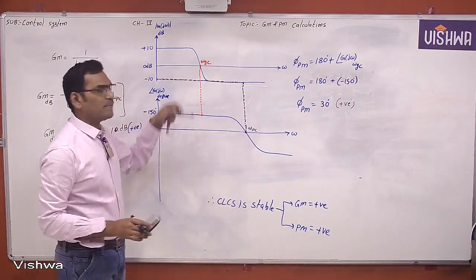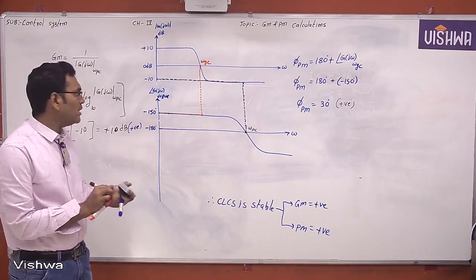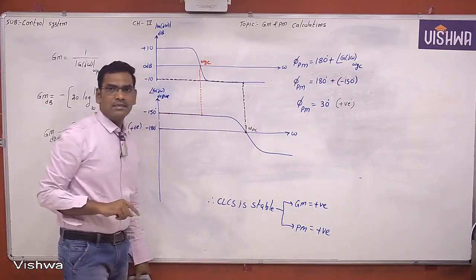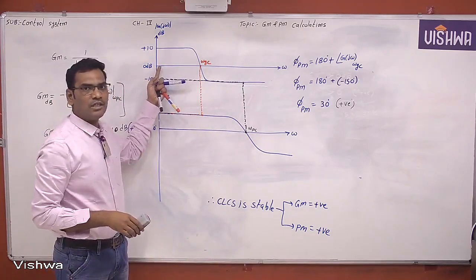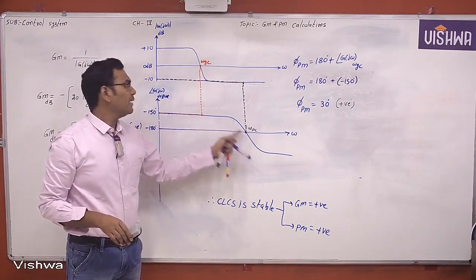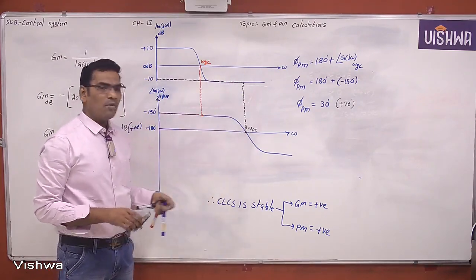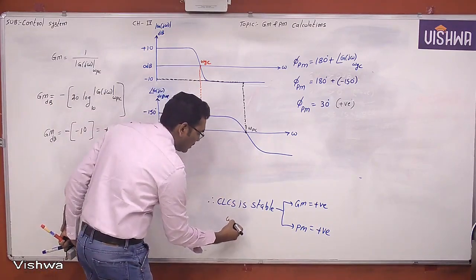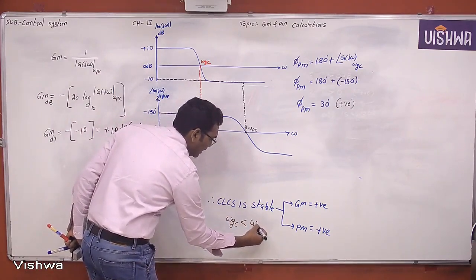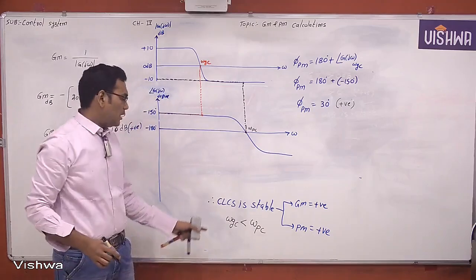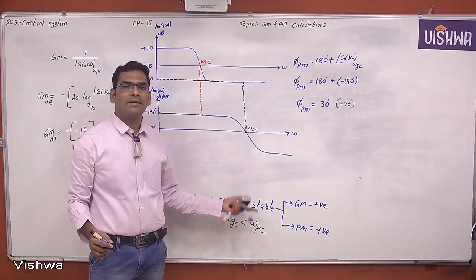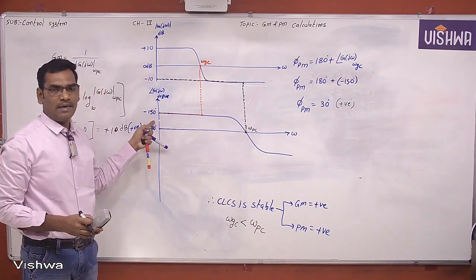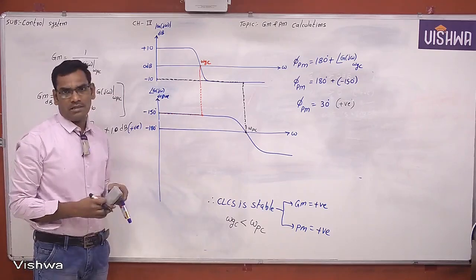Not only that, in this particular case, you may also find one more relation here. This is omega GC, this is omega PC, and this is the frequency axis. The frequencies change from 0 to infinity. What is the relation between gain crossover frequency and phase crossover frequency? If the closed loop control system is stable, the gain crossover frequency is less than the phase crossover frequency. This is the magnitude plot and this is the phase plot. Then you can decide the stability of the closed loop control system.